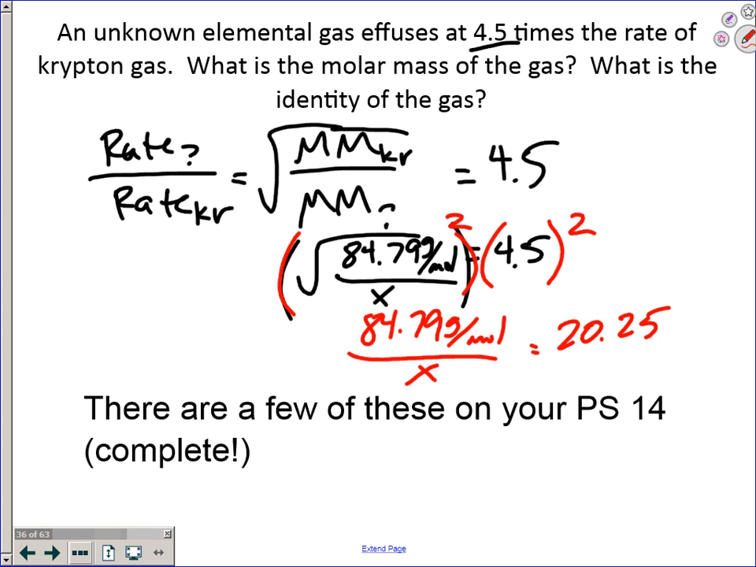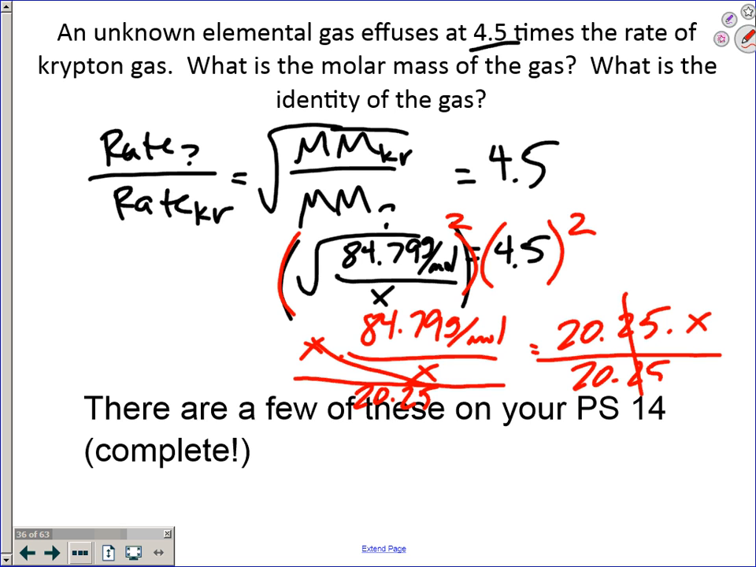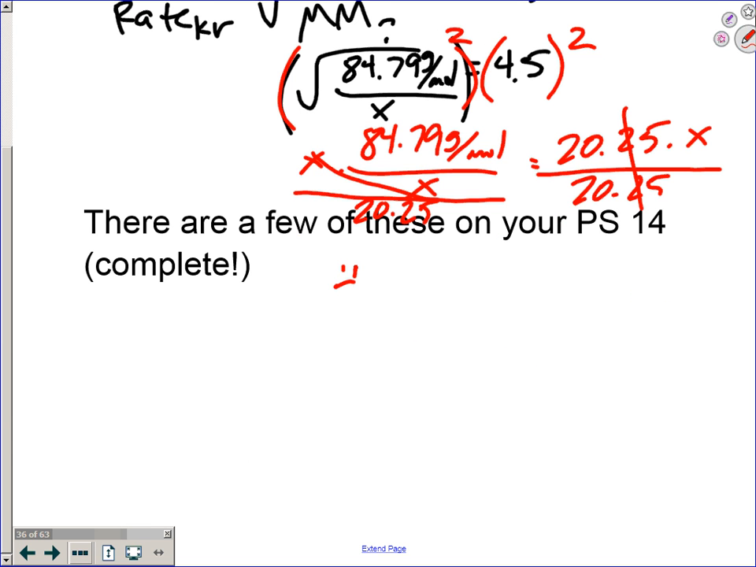20.25. Okay, so how do I get x out of the bottom? Multiply by x on both sides. Okay, so that cancels over here. And then what? Divide both sides by 20.25. So it's 84.79 divided by 20.25. 4.18. Okay, so we have that equal to x.